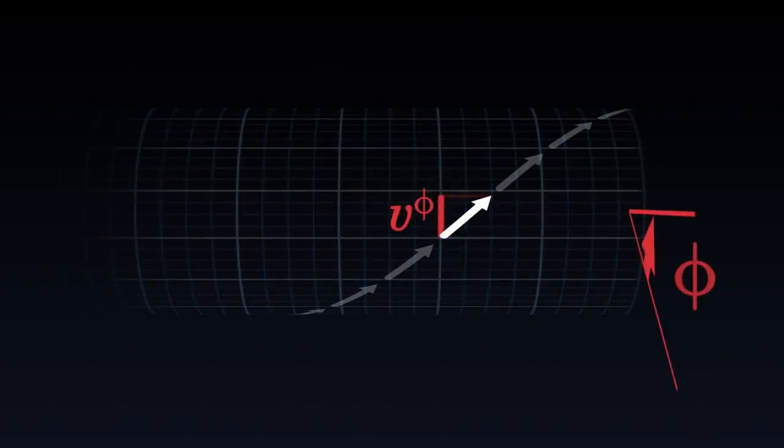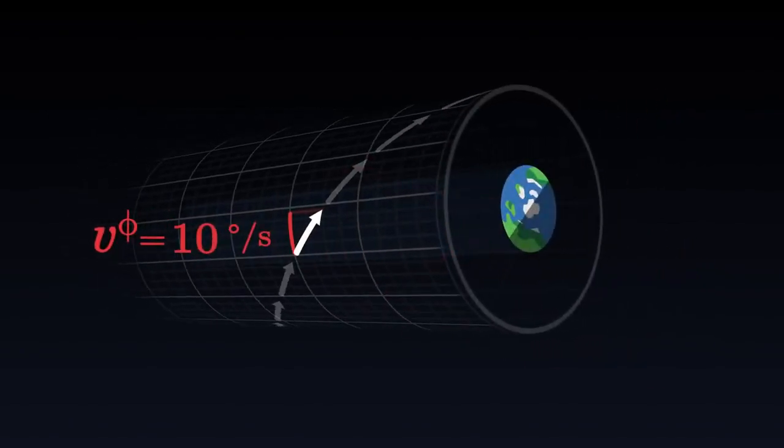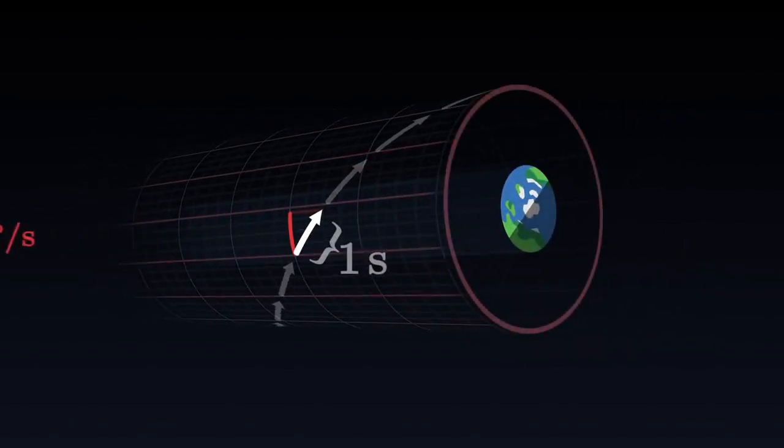The second component represents its angular speed. It is the rate at which the angle formed by the satellite around the Earth increases. If its value is 10 degrees per second, this means that for each second of proper time, the satellite moves 10 degrees around the planet.